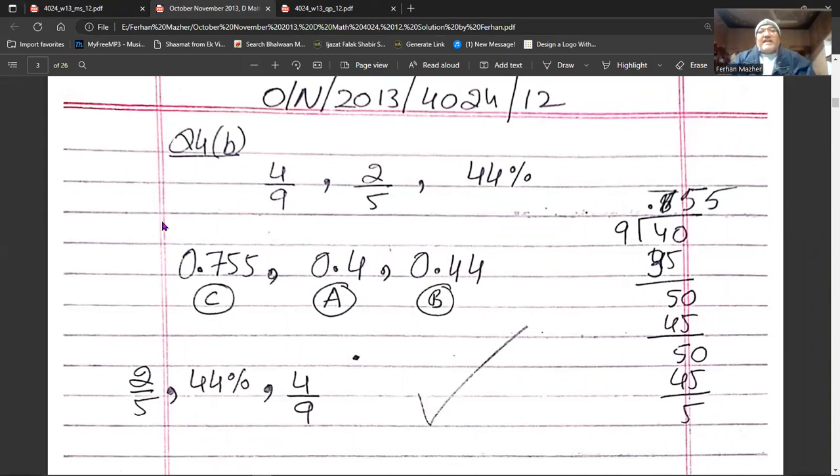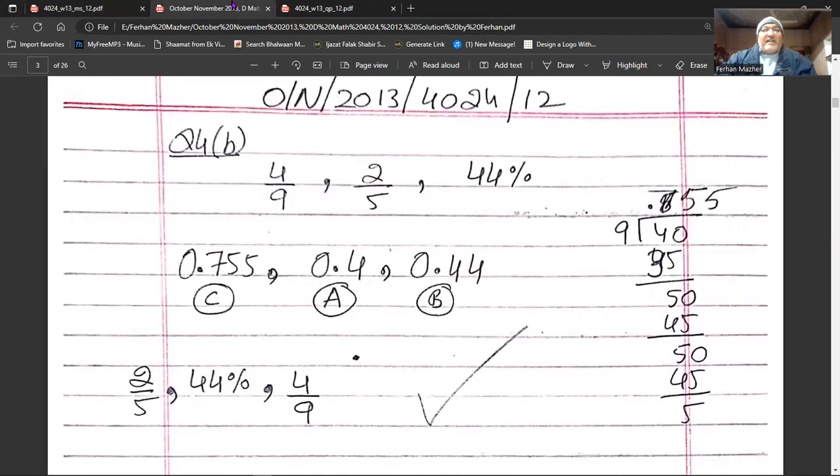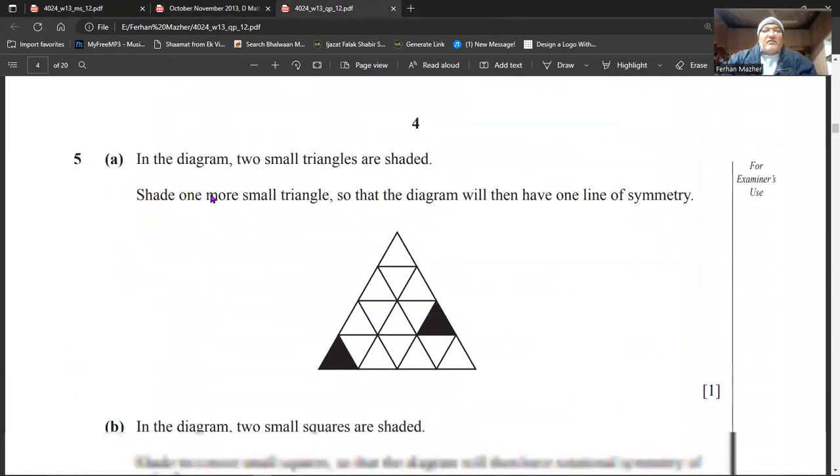So 4 divided by 9, you will get 0.555, and 2 divided by 5, that is 0.4, and 44% means 44 by 100, that is 0.44. So the smallest of them is this, and then you will have this, then you will have this. So we will arrange them from the smallest, and in your answer, you will write the original 2 by 5, 44%, and 4 by 9. 2 by 5, 44%, and 4 by 9 is the right answer, sir.